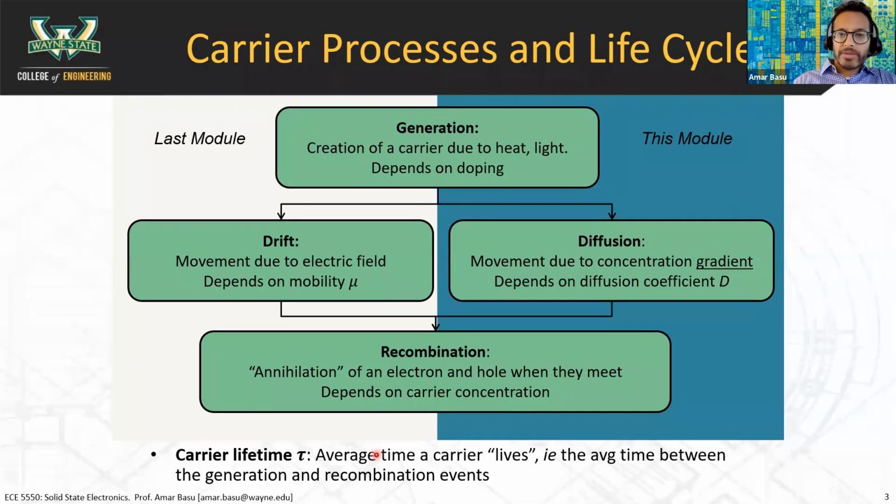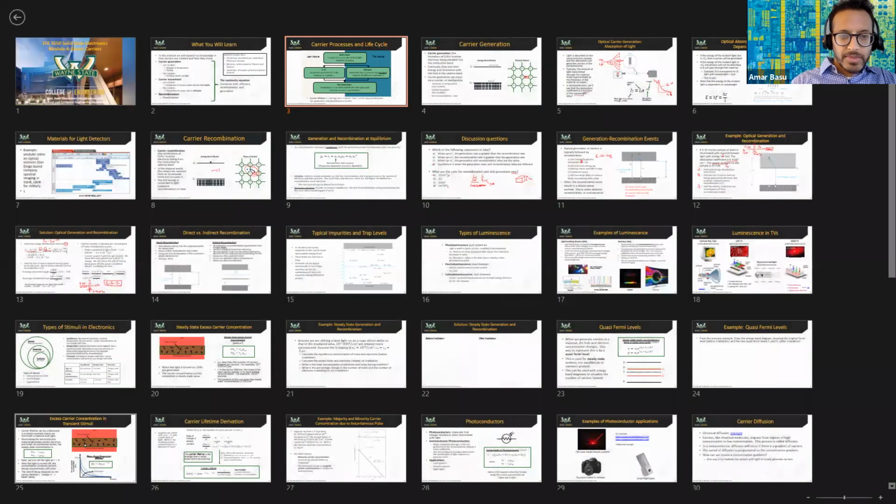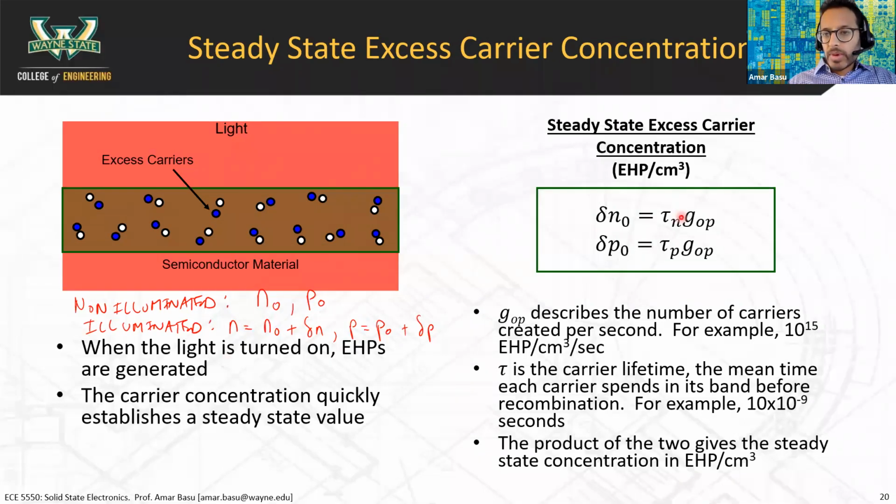Okay, the carrier lifetime is the time between generation and recombination events. How long a carrier lives before it recombines. The units for this is seconds. And a typical value might be 10 nanoseconds, could be in microseconds. It could even be in picoseconds, depending on what type of semiconductor you have.